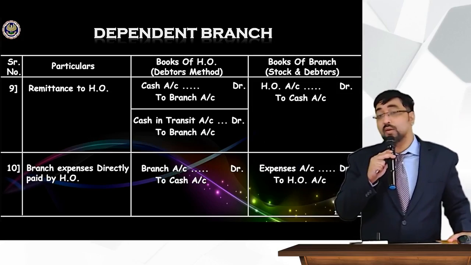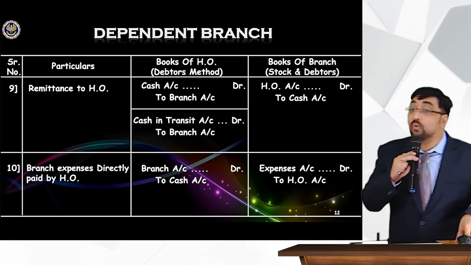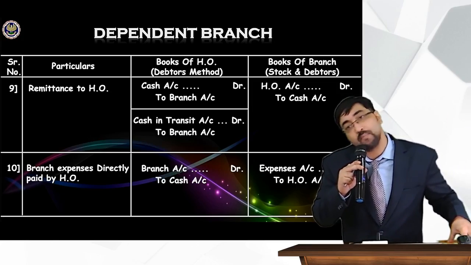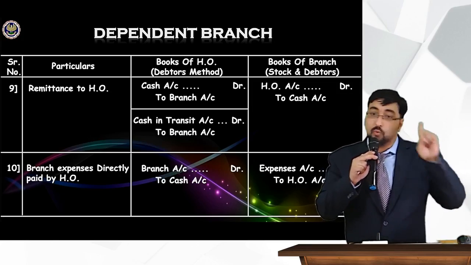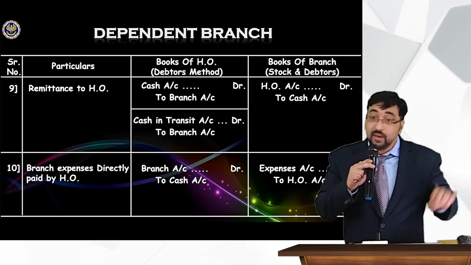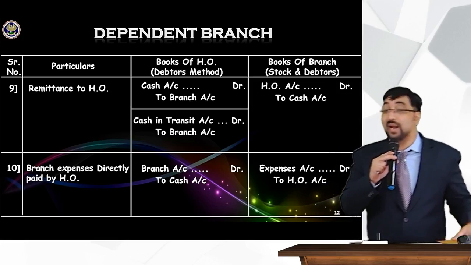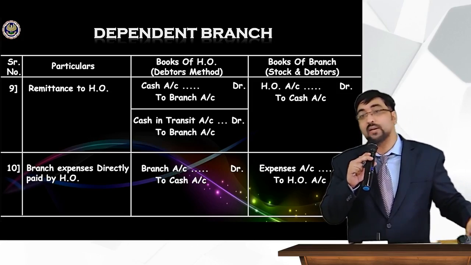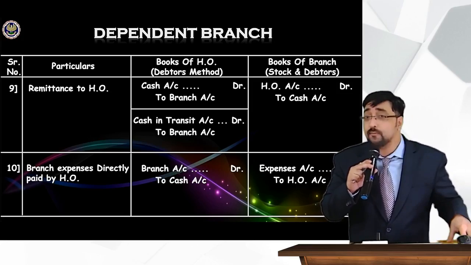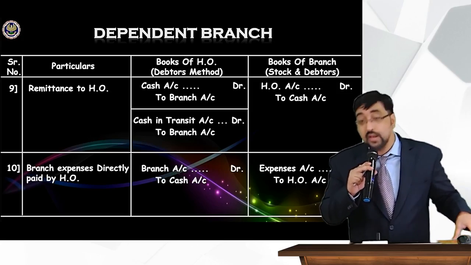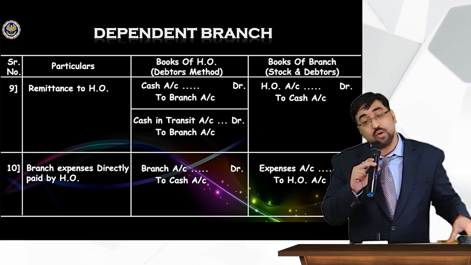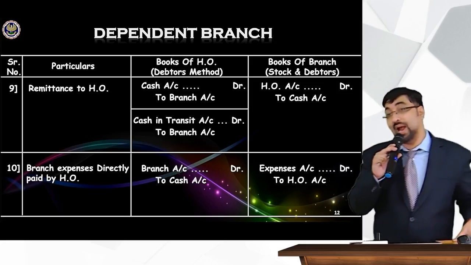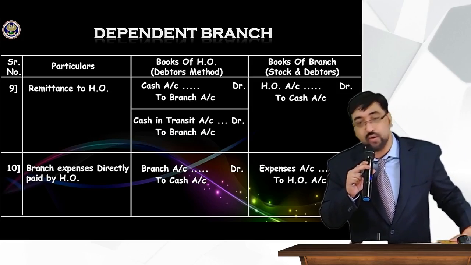You have to learn all 10 entries, and this is only a shortcut I am telling you. Ultimately all entries are passed in the books of HO. So one thing you have to remember, I repeated it n number of times in that session: all entries are passed by head office. This is only a shortcut. We have to think from the angle of HO in case of debtors method, and we have to think from the angle of branch in case of stock and debtors method.